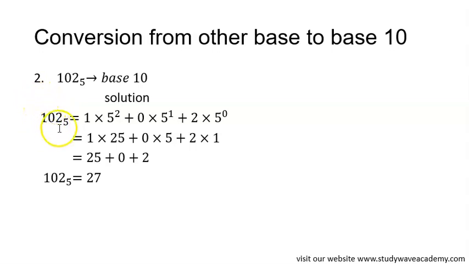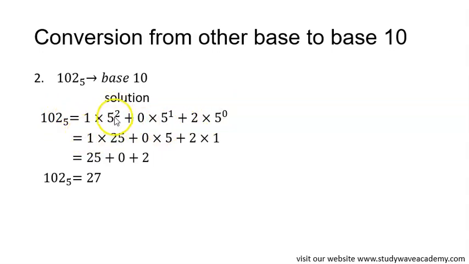We use each digit to multiply the base raised to power the number, okay? So 1 times 5 raised to power 2, remember this one has 2 up, plus 0 times 5 raised to power 1, because there is 1 up of 0, that is how we got this raised to power 1, and plus 2, which is the last here, times 5 raised to power 0, there is 0 up, okay? So we go further to solve this.